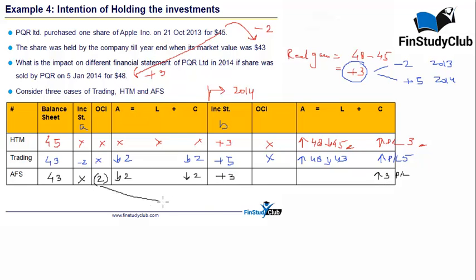However, there is a reversal of OCI also. From a negative 2, it will be a positive 2, so your OCI also goes up by 2. The capital overall is up by 5. Let's look at the asset side. Your investment sold for 48, the value of the investment was 43, net up by 5. So that's how the equation again gets to tally.